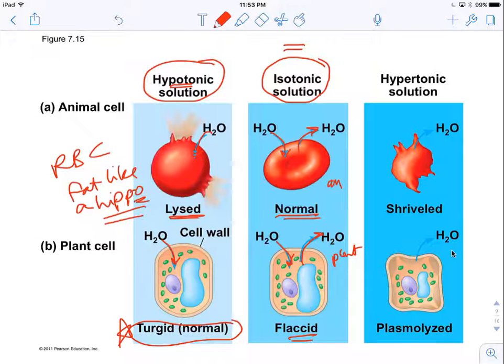We call this turgid, normal for a plant cell. We have the cell membrane pressing against the cell wall and keeping the plant upright. And this, when your plant is fully watered and happy to go, it has turgid cells. Okay. The reverse of this is a hypertonic solution. And this is when the solute concentration is greater outside the cell, so that water moves out of the cell into the solution. This causes the cell to lose water, so it shrivels up or shrinks.